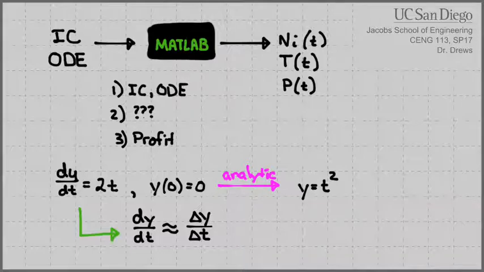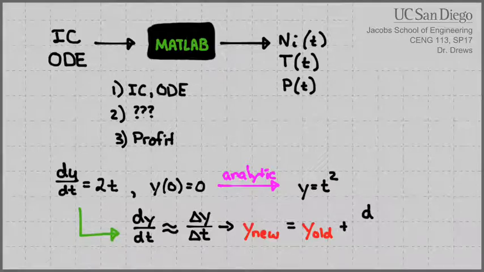MATLAB says, I'm going to approximate that difference in this way, such that if I want to calculate y new, the next value of y, the next value of y is equal to the old value of y. This is the delta part. If you expand out the delta, delta y is y new minus y old, plus the derivative itself, dy dt, evaluated at some time t, times delta t.